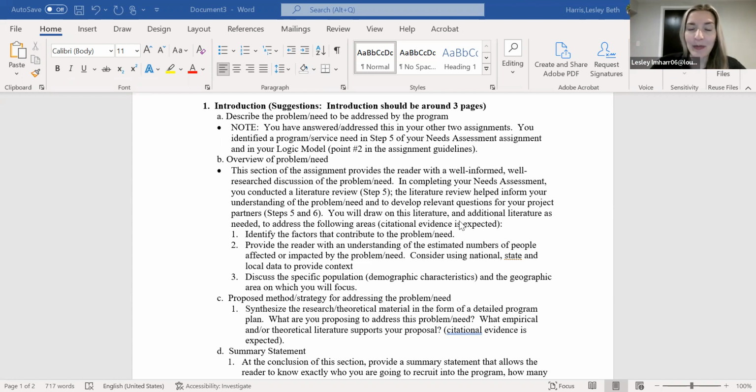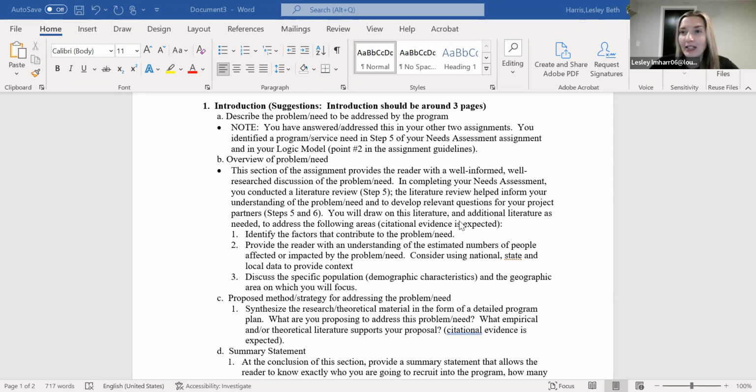The first part of the paper is you are going to describe the problem and the need. The good news is you have addressed this in 2 assignments already, your needs assessment and your logic model. You are then going to craft an overview of the problem and the need, which you already have. You're going to identify the factors that contribute to the problem or the need, and provide the reader with an understanding. If you haven't done this yet, you're going to want to pull it together and include it in your existing work. We also want you to pull together the estimated number of people affected or impacted by the problem or need.